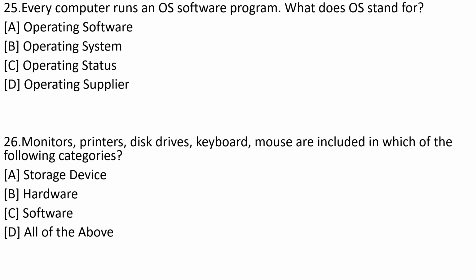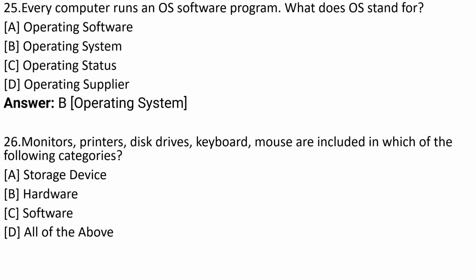Question number 25. Every computer runs an OS software program. What does OS stand for? Option A, operating software. Option B, operating system. Option C, operating status. Option D, operating supplier. And the answer is option B, operating system.